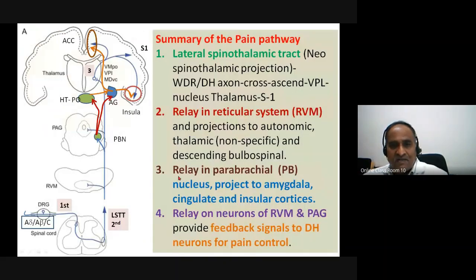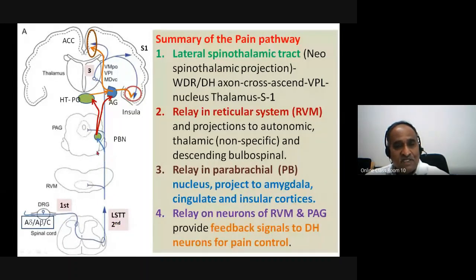Now, third is the relay in the parabrachial nucleus. This assumes importance. This forms part of the paleo-spinothalamic tract, and this parabrachial nucleus relays onto the amygdala, and from the amygdala it is connected to the insular cortex and also to the cingulate cortex, the anterior cingulate cortex. And the parabrachial nucleus is connected to the hypothalamus here, and amygdala and hypothalamus are interconnected.